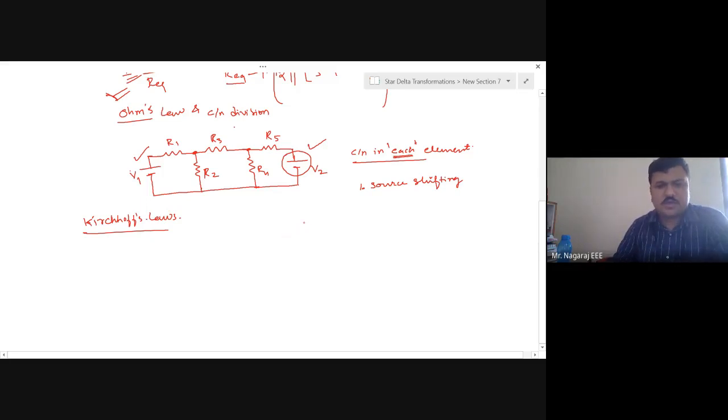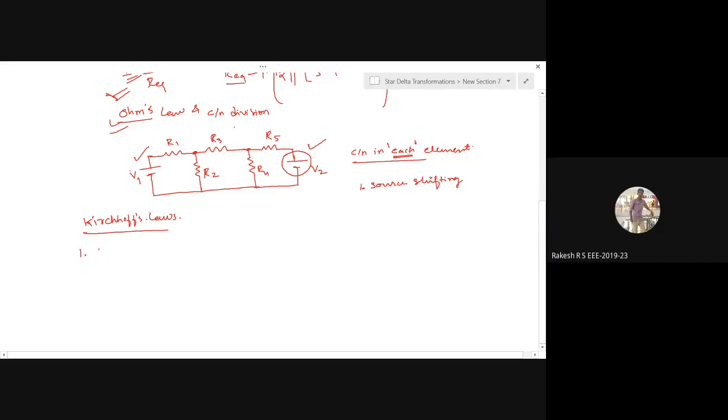Kirchhoff's laws are very conveniently applied and extremely useful in circuits which have multiple loops with multiple sources, whether current source or voltage source. When there are multiple sources in the circuit, I have to take the help of Kirchhoff's laws. Mere application of Ohm's law will not get the solution done. So next we move to Kirchhoff's laws and their application to mesh current analysis. What are the two laws? Kirchhoff's current law and voltage law.